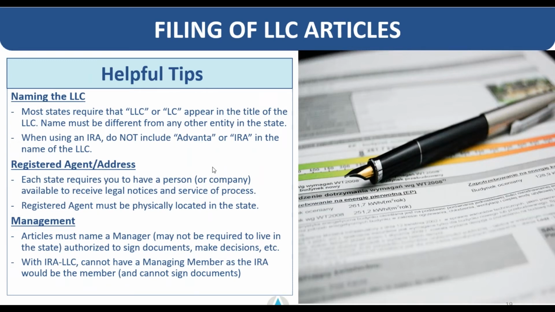Okay, filing the articles. Most states require that LLC appear in the name of the LLC. You can name this LLC whatever you want. I would encourage you to be relatively professional with it. The IRA should not be in the name of the LLC. That goes on the operating agreement. That's just the name of the shareholder. So you don't name this one like Advanta IRA for benefit of John Smith IRA LLC. Do not do that. We've had clients do that. It is a nightmare. So do not do that.